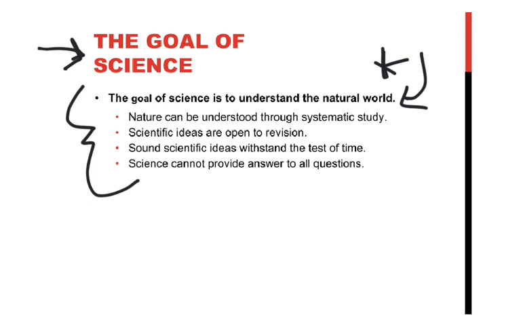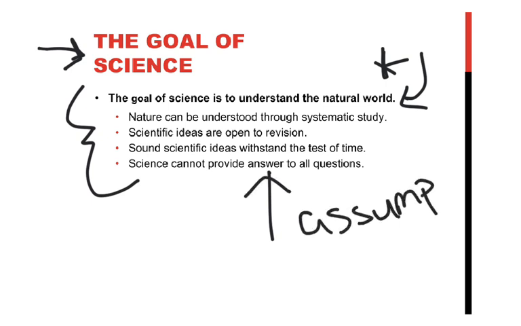In order to do this, scientists make assumptions, and there are 4 assumptions. These are the assumptions I was talking about, so I'll write that here. Assumptions. I can't spell very well. All right, so the 4 are: nature can be understood through systematic study. So some organizational way of studying, that's how nature can be understood.